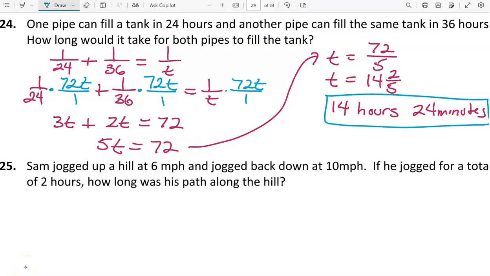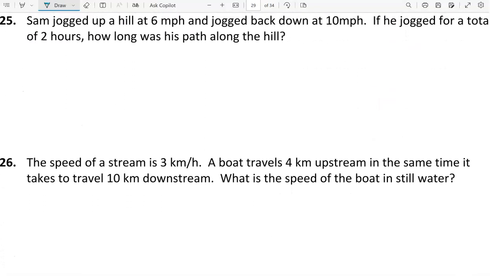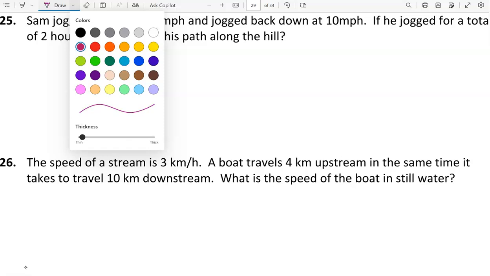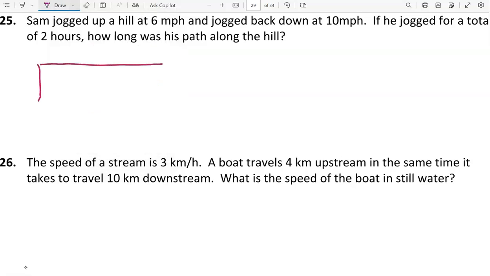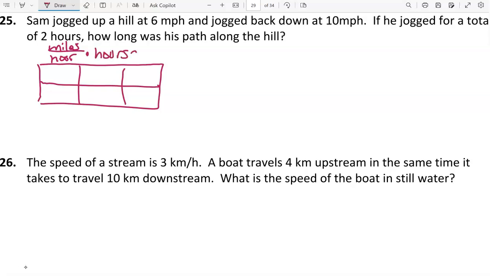In 25, we have a distance, rate, and time type problem. So in that case, we should probably organize the information using a chart. So reading, it looks like our rates are measured in miles per hour, and that suggests that we should be multiplying by hours to get a distance that's measured in miles. And Sam jogged up the hill at 6 miles per hour and jogged back down. So it looks like we have a trip up and then a trip back down to record.